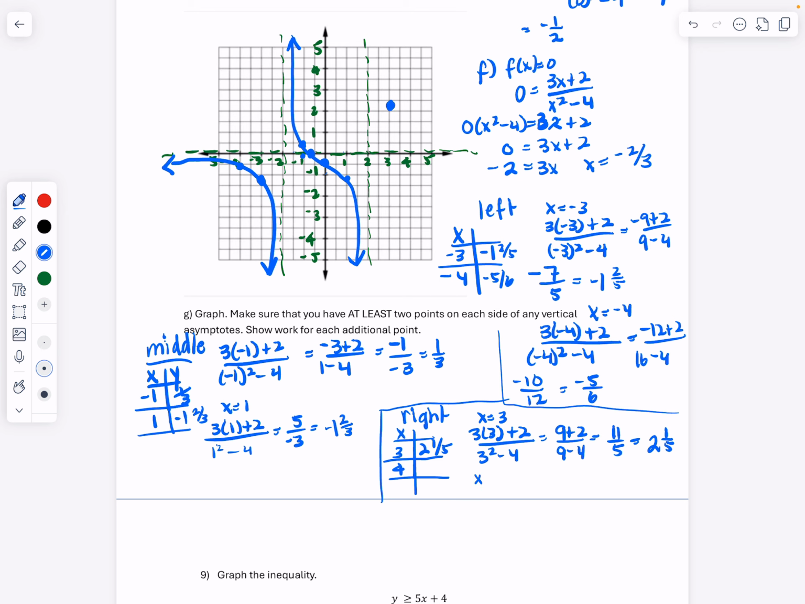And then x equals 4. 3 times 4 plus 2, over 4 squared minus 4. This becomes 12 plus 2 is 14, over 16 minus 4 is 12. So this becomes 7 over 6, or 1 1/6. Okay, so we can see that the graph is doing this. So if you have 3 regions, you're going to have to plot literally 3 graphs. And remember, you can cross the horizontal asymptote in the middle, but not on the left and right sides.